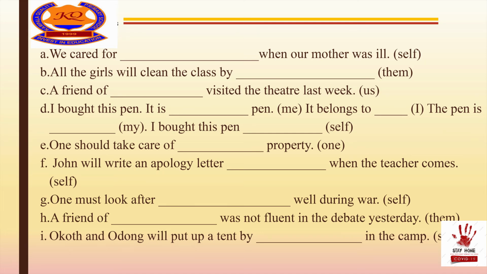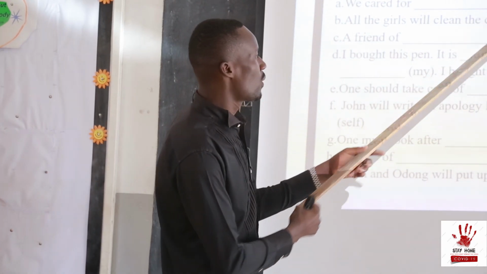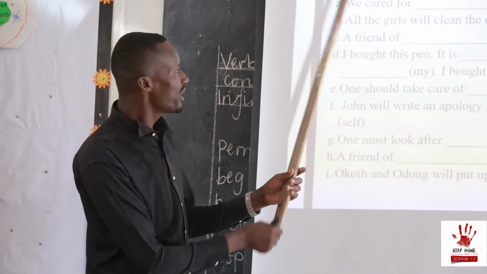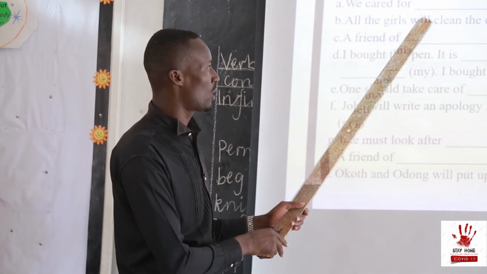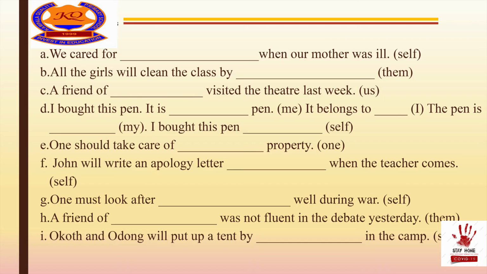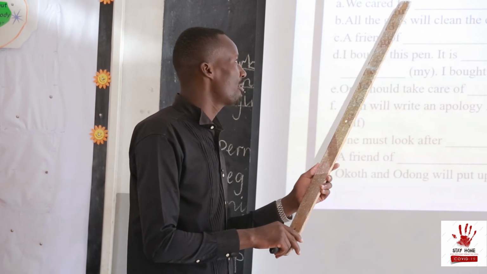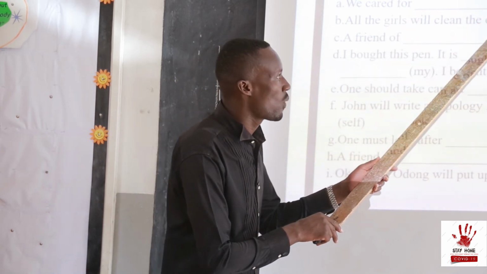We cared for (self) when our mother was ill. We have self in brackets, meaning this sentence needs a reflexive pronoun. And when we see we, that means we need the reflexive form of the first person pronoun plural. We cared for ourselves when our mother was ill.